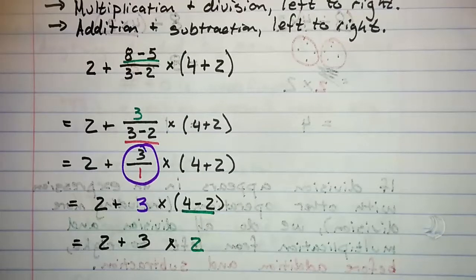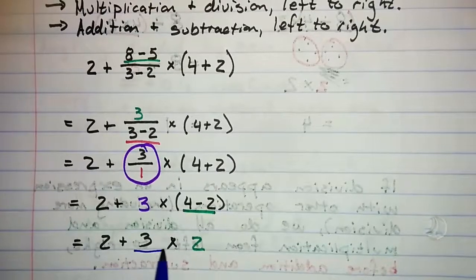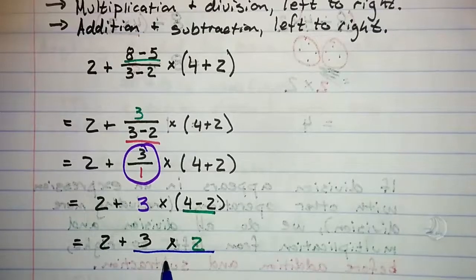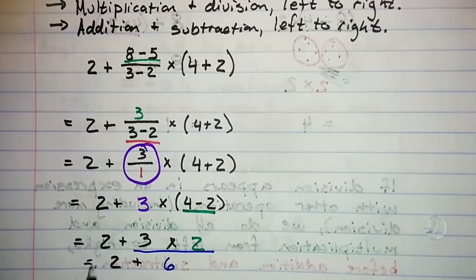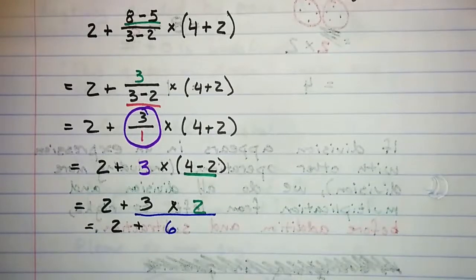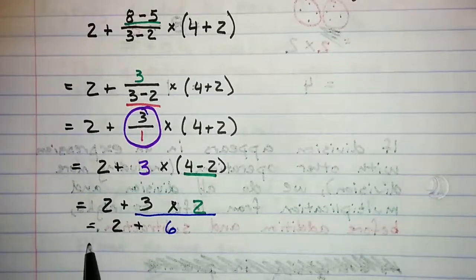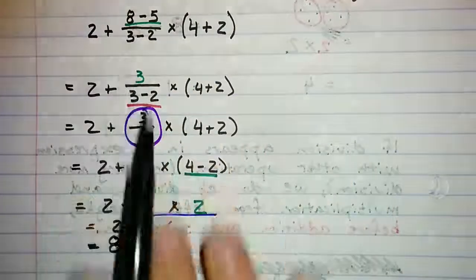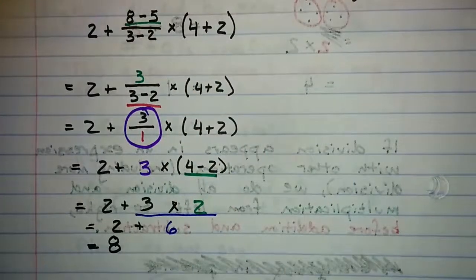Now I want multiplication and division from left to right. I see one instance of multiplication right here. 3 times 2 is 6. Copy the rest of the problem. And now I do the last remaining operation. 2 plus 6 is 8. This expression works out to be 8.